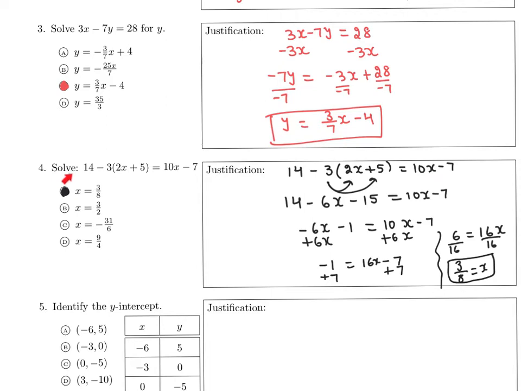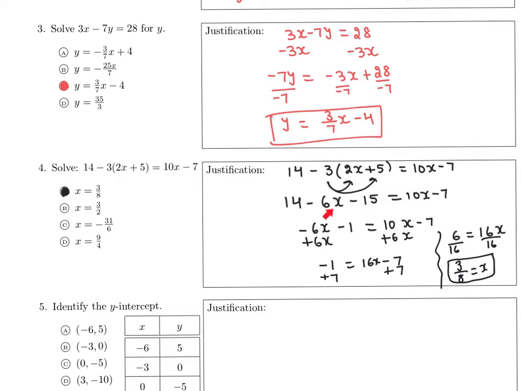Next, we're going to solve for x, this equation number 4. We're going to distribute the 3 inside first. So you're going to get negative 3 times 2x is negative 6x. Negative 3 times 5 is negative 15. Then you combine 14 and negative 15. So 14 minus 15 would be negative 1.